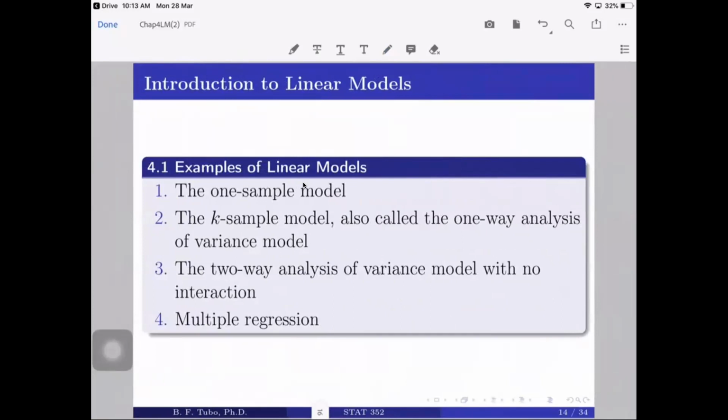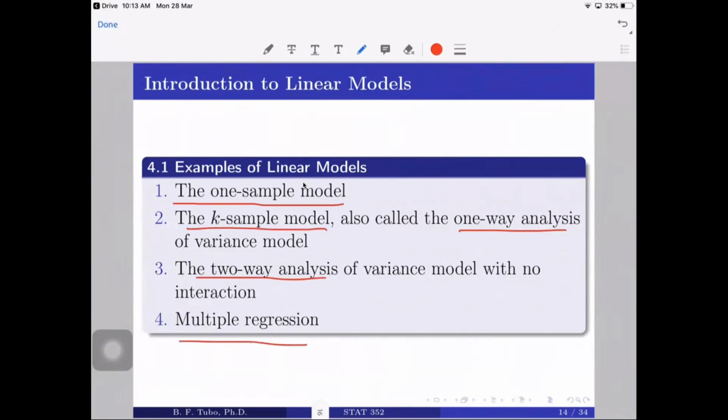So these are some examples of linear models. We have the one sample model, the K-sample model, also called the one-way analysis of variance, the two-way analysis of variance model with no interaction, and the multiple regression model. So the one sample model is the kind of model where y is just equal to your mean plus some error term, no?